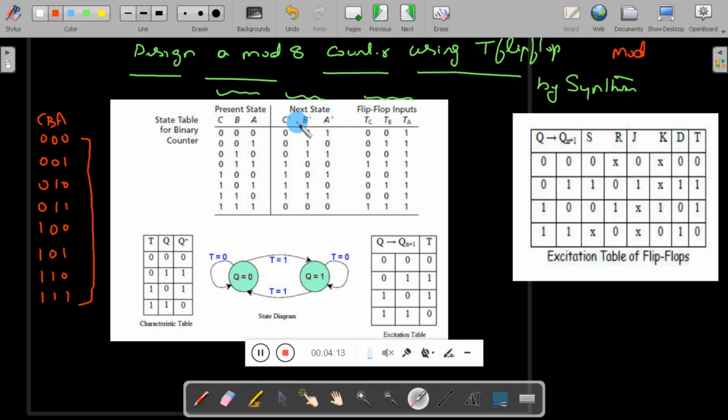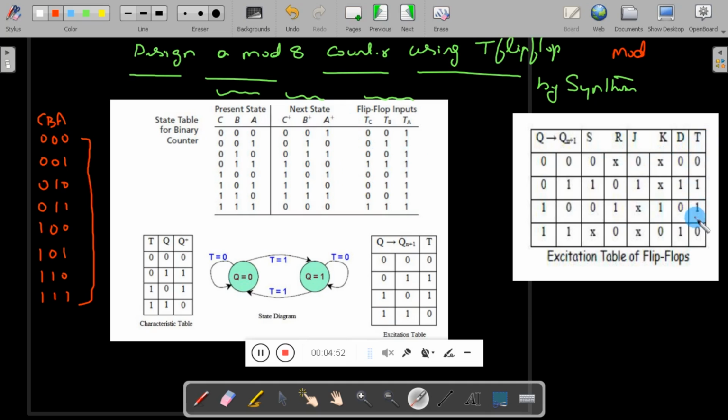Since it is a 3-bit counter, for 3 bits we have 3 inputs, TA, TB, TC. That means we are going to use 3 flip-flops here. TA is the input for the A flip-flop, TB is the input for the B flip-flop, and TC is the input for the C. Now you have to write the input by considering the present state and next state. For that you need to use the excitation table. Here you can see the excitation table for different flip-flops. But in our case we design the counter by using T, so we will consider only T flip-flops.